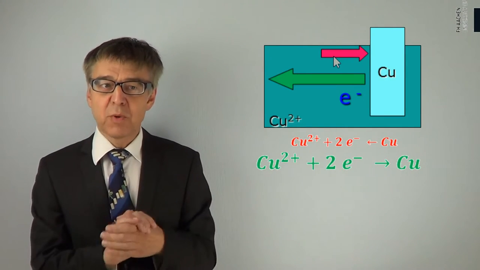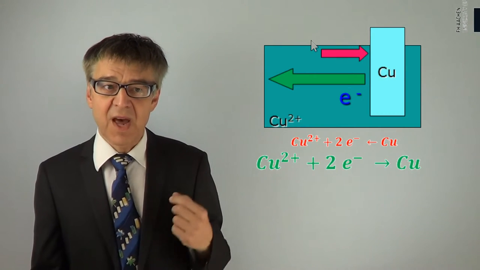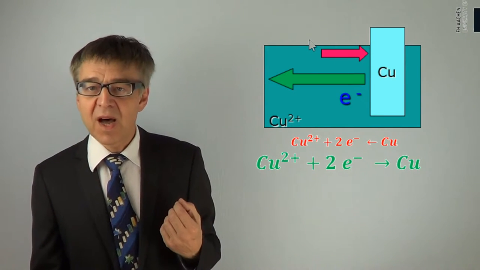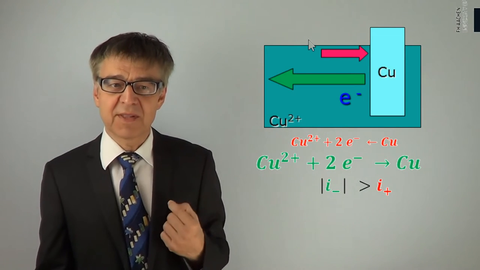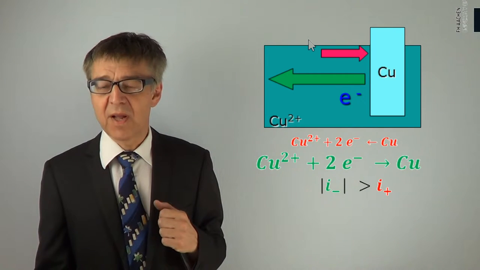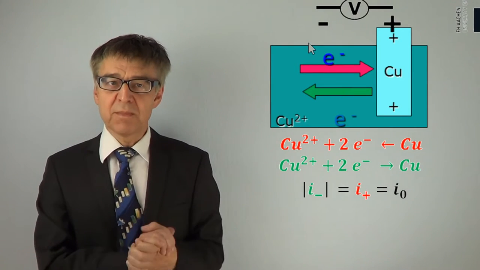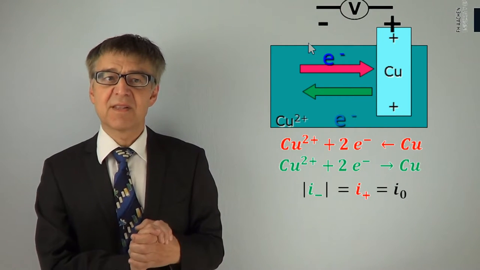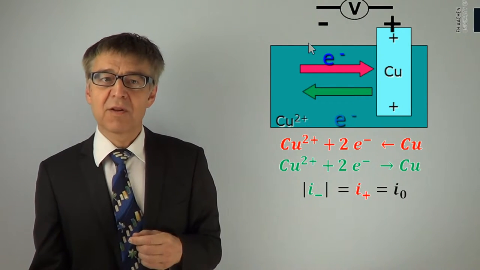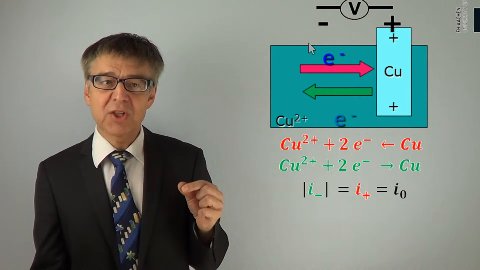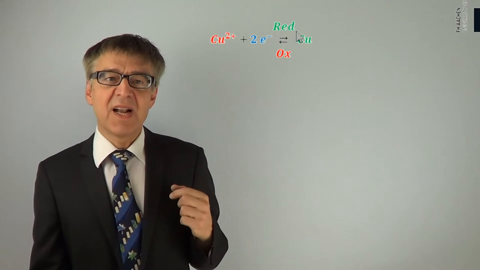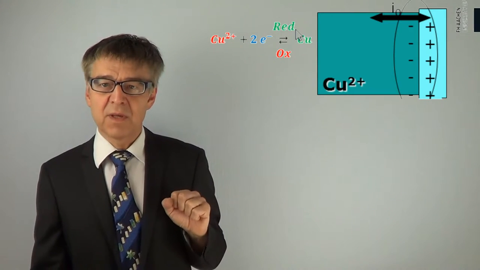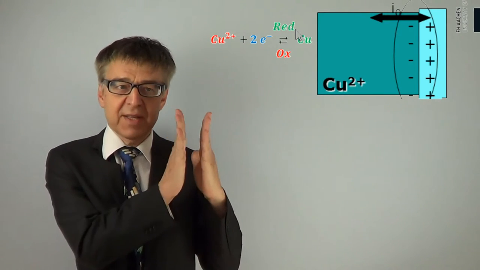Initially, the electrode was polarized cathodically. The cathodic current density, I minus, has been greater than the anodic current density, I plus. At equilibrium, anodic and cathodic current density are equal in magnitude and correspond to the so-called exchange current density, I naught. An electrode is thus characterized by a so-called electrochemical double layer, similar in structure to a plate capacitor.